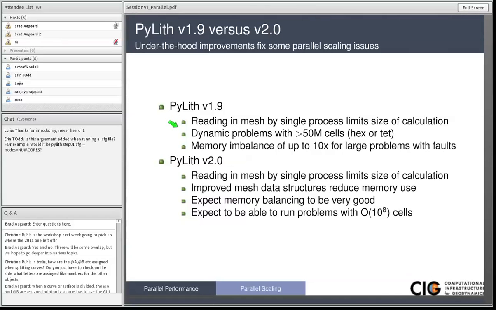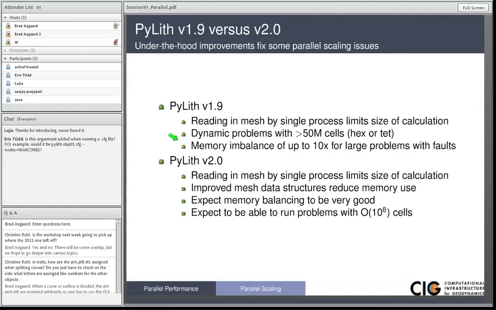We have found within PyLith 1.9 in these large dynamic problems that you can get memory imbalances of up to 10 times for large problems with these spontaneous rupture faults. So that's something to be aware of: as you run the really large problems, the memory imbalances tend to increase. I've had to be very careful in setting up some large dynamic runs to make sure that I spread things across enough CPUs so that the maximum memory use on any compute node is not exceeding the amount of memory available. So on some compute nodes I may be using only 10, 20% of the memory. Others, I'm using 90%.